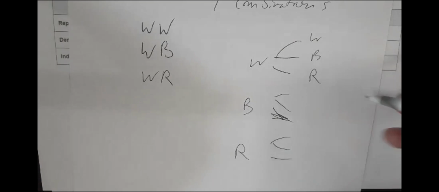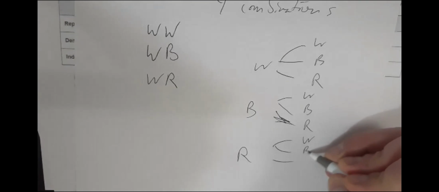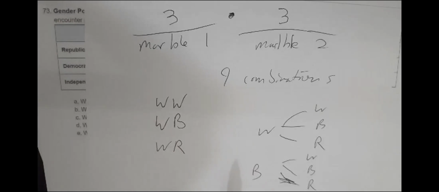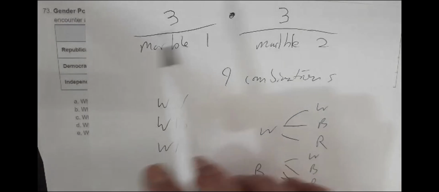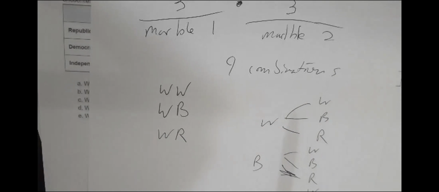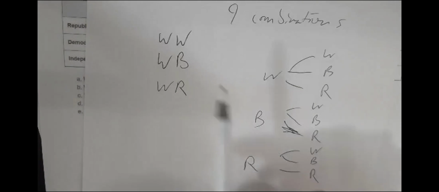This is my first marble I draw. I have 3 options. This is my second marble I draw. I have 3 options. Each of these branches, I'm multiplying each of my options, right? So this is going back to the multiplication principle. If I got 3 options and 3 options, I got a total of 9 options. So I think I'm doing this white, white, white, black, white, red.